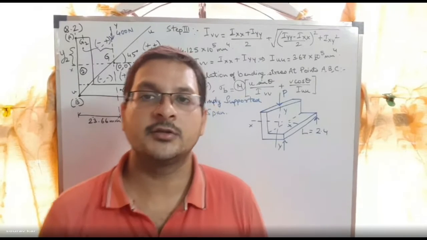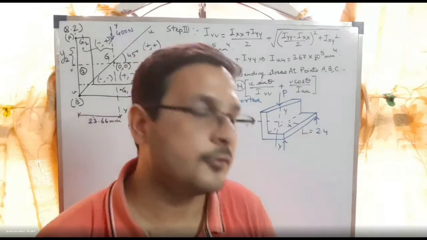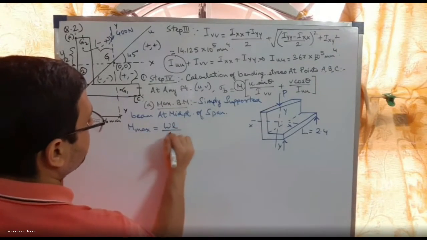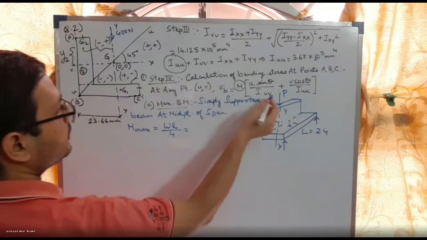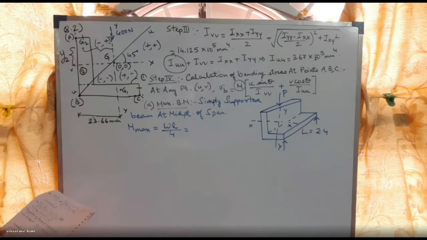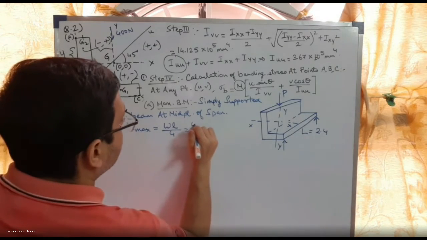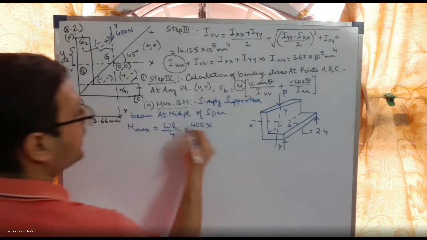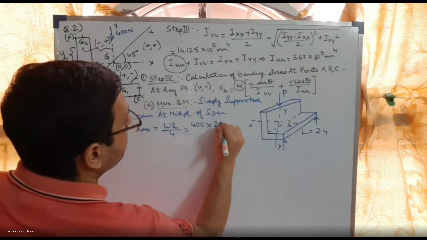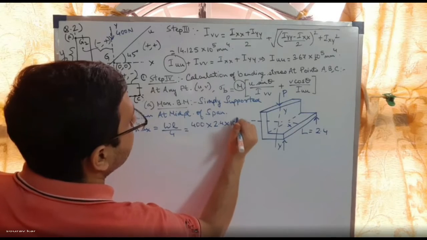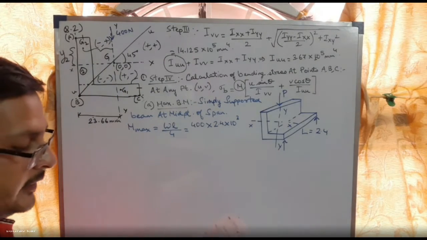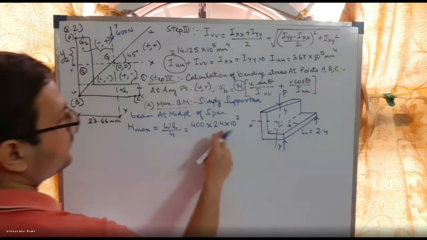These standard formulas you have to remember. WL by 4. So here the load is in newtons. So this is basically 400 into length. WL by 4. The length I am converting into millimeters because our Young's modulus is given in Newton millimeter. So 400 into 2.4.